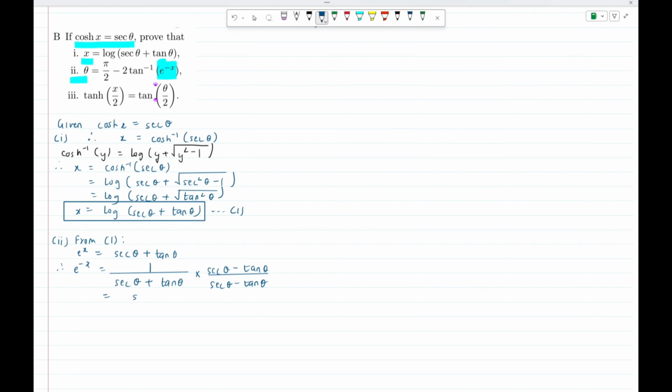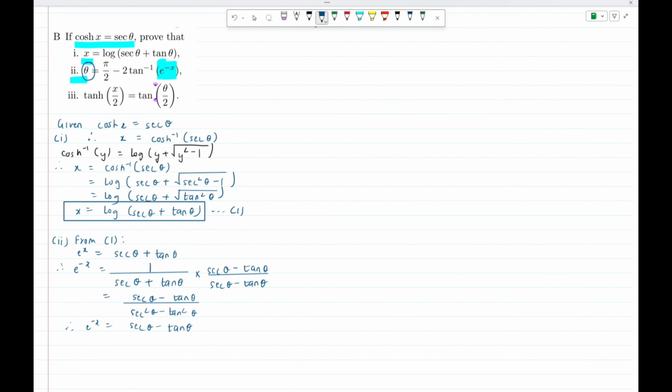So in the numerator we have got sec of theta minus tan of theta, while in the denominator we get sec square theta minus tan square theta, and this reduces to sec of theta minus tan of theta. So we have got a value of e raised to minus x. Now it doesn't stop here. You are interested in an expression for theta.